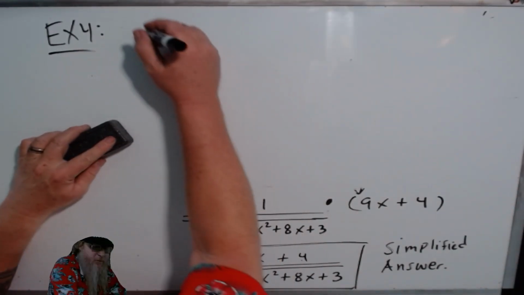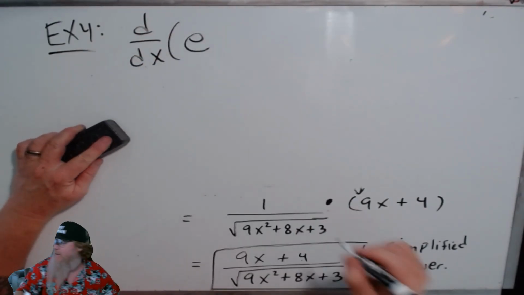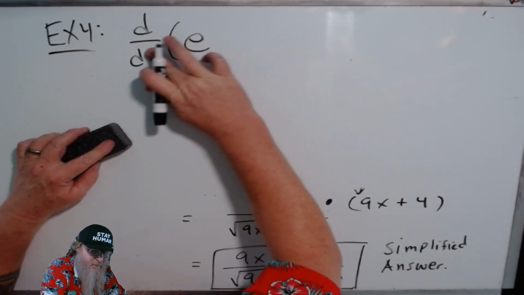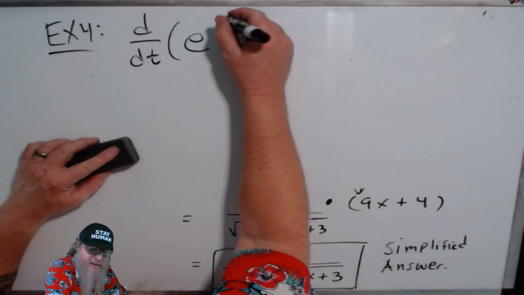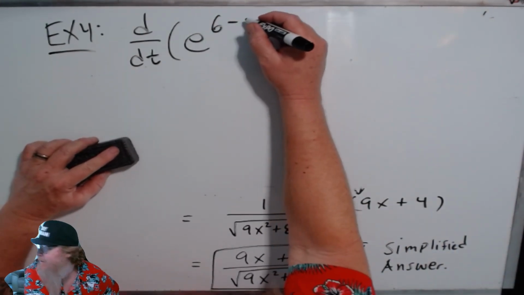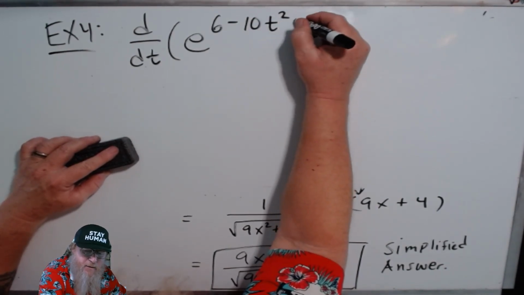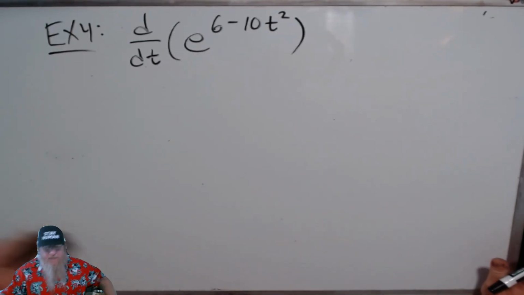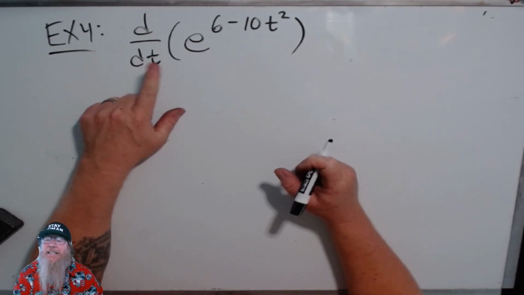Let's do another chain rule. How about this one? This one doesn't have a y. This is a derivative of, sorry, it's not an x either. It's a t. 6 minus 10 t squared. This one doesn't have an x or a y. This is a derivative with respect to t.